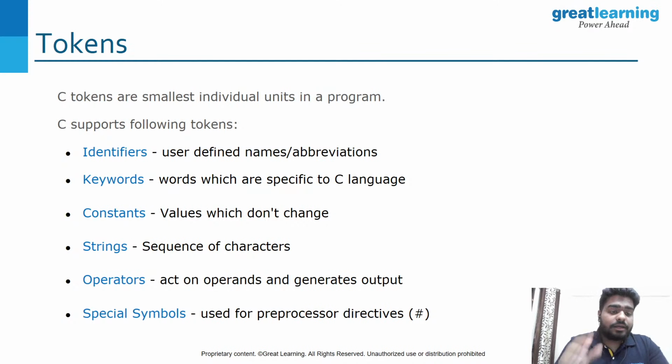Okay. Let's move to constants. So what are constants? Constants are something whose values can't be changed. Like pi. Pi is nothing but 22 by 7, 3.14. That value can't change any time, right?